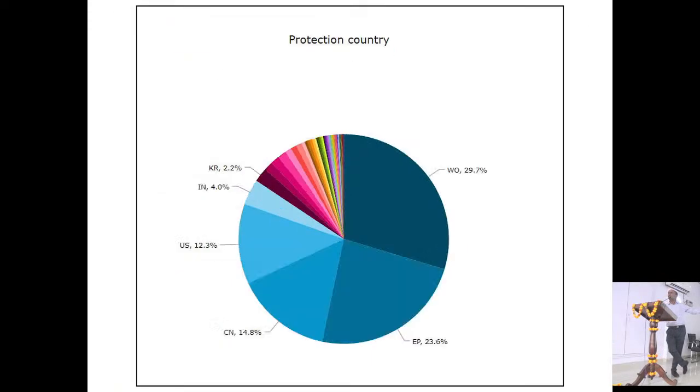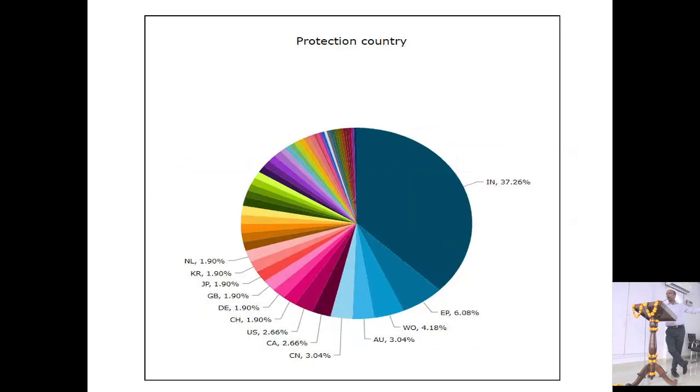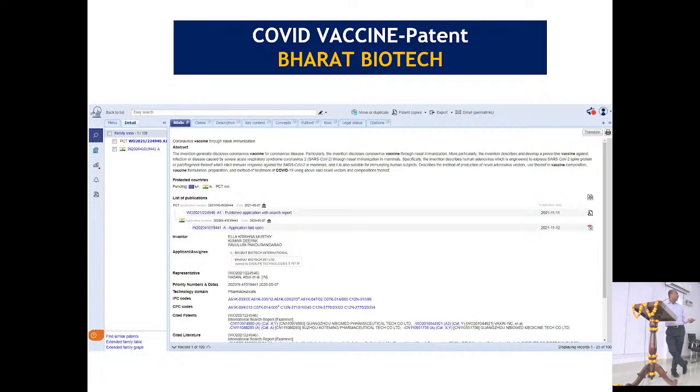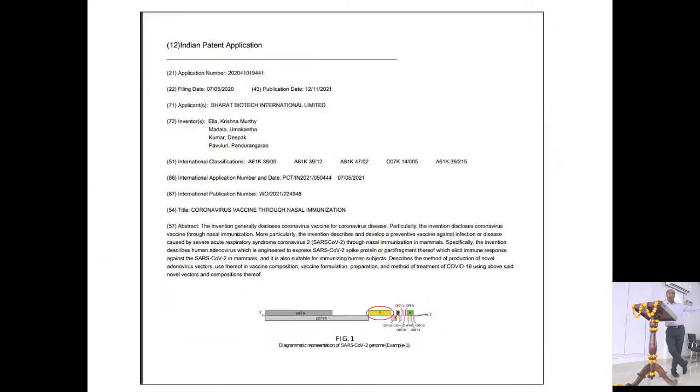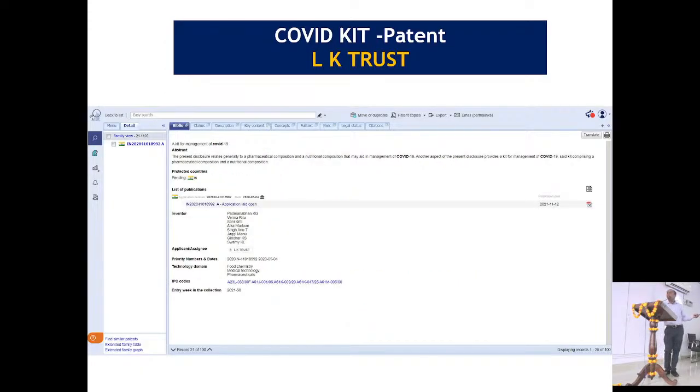And the first patent on COVID vaccine was filed by Bharat Biotech. And another patent. This is the front page of the patent filed by Bharat Biotech. You can see here, Bharat Biotech is there, Yella Krishnamurthy, and some others. And even there is a patent for the kit also. The kit that is given during COVID times, they were also protected by patents. So one of the patents by HK Trust.